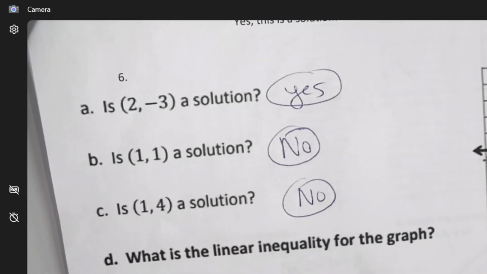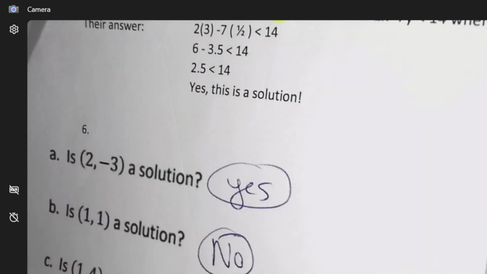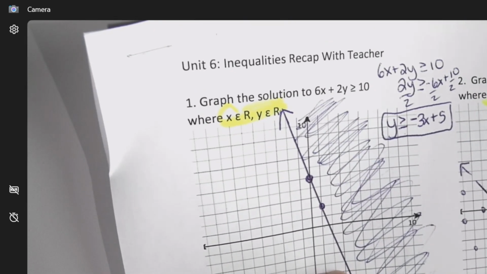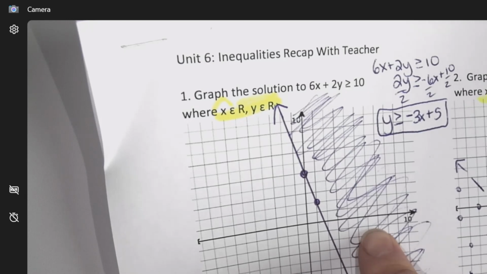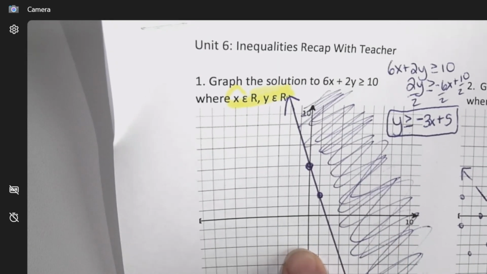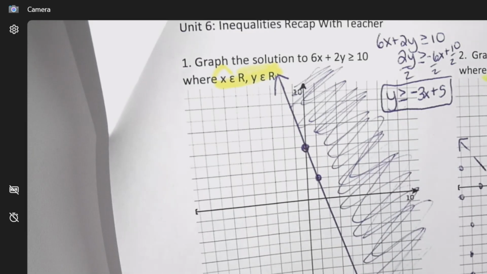Okay, so on your test, I will ask you a question like that. I'm also going to ask you, once you've graphed something, I'm going to say, can you name me a solution? Can you give me a point that's not a solution? So you are going to have to name points as well that work or don't work.